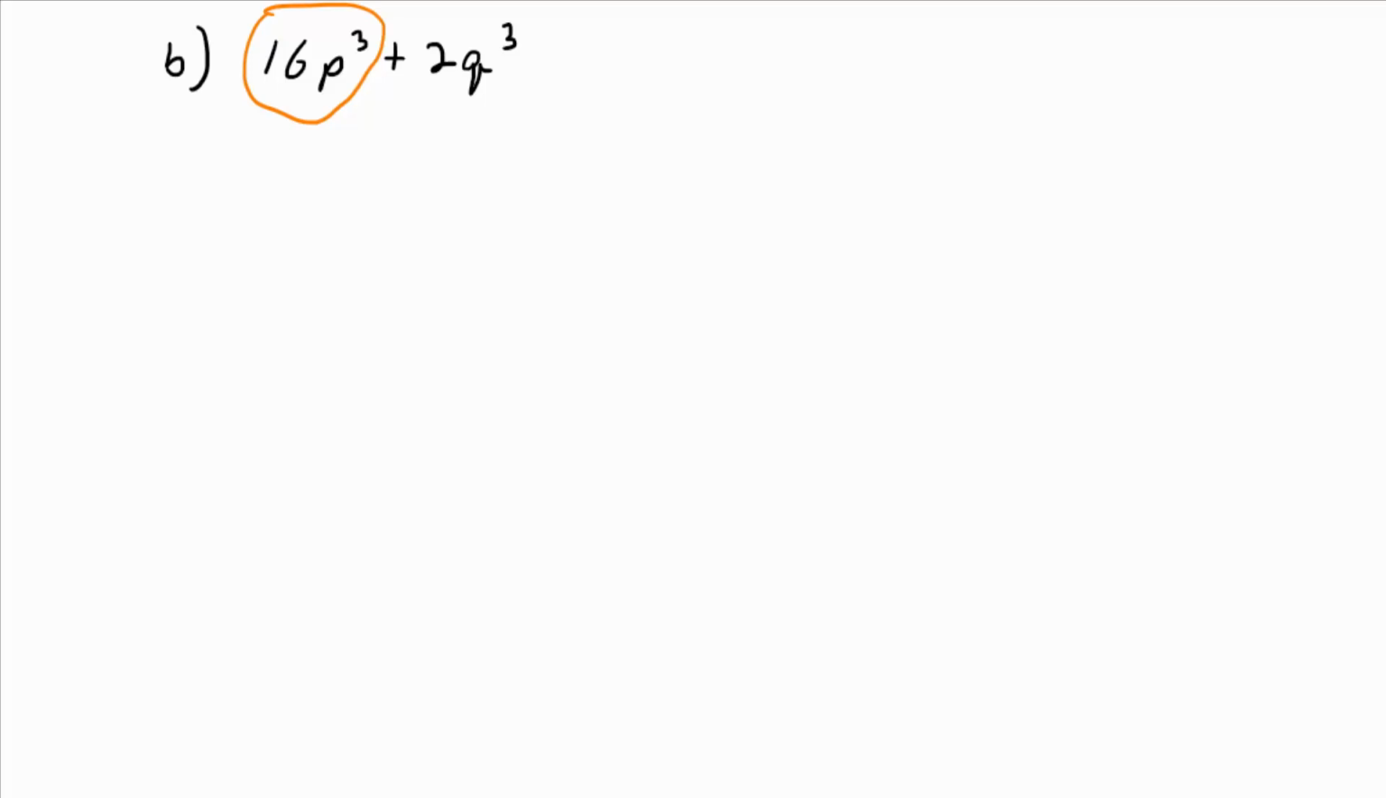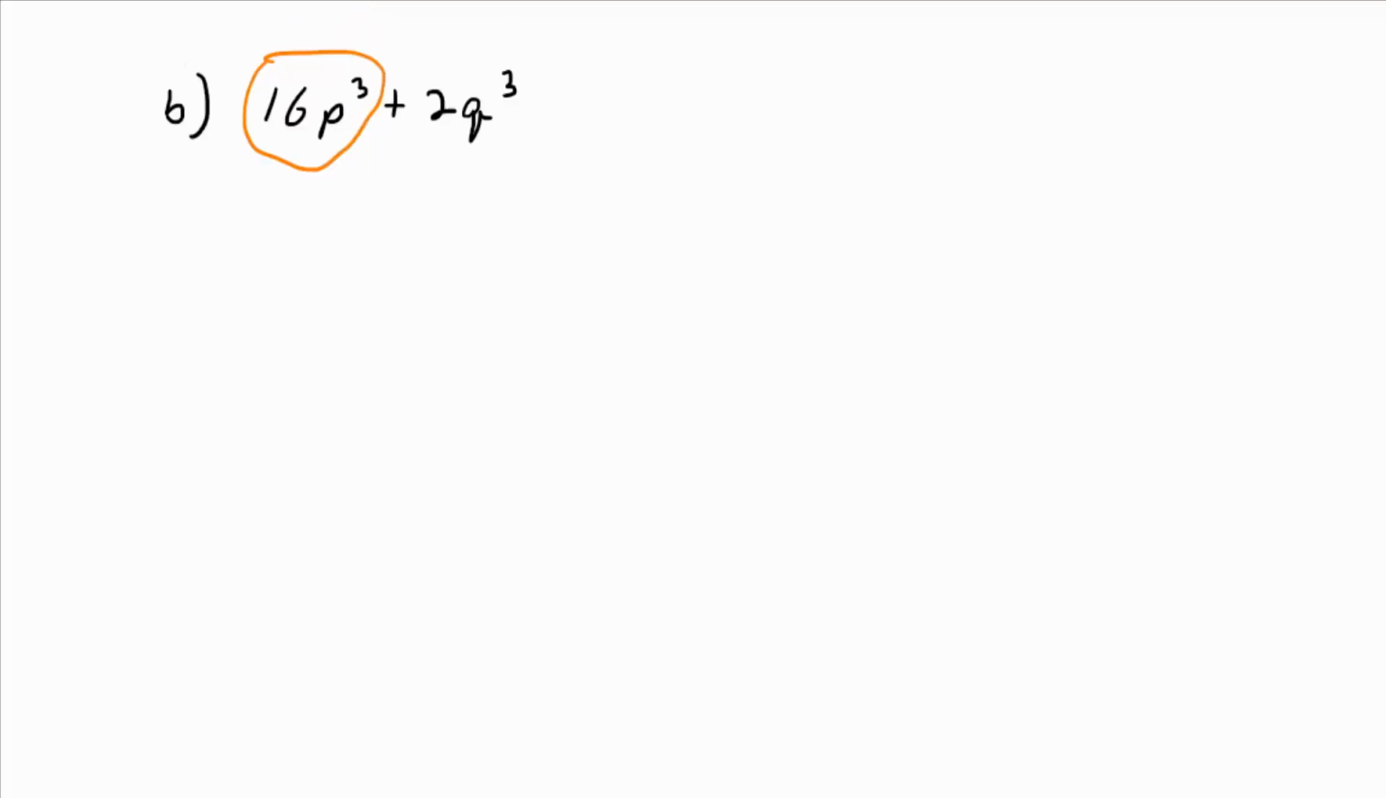But what do you notice about both terms? They have a common factor. Oh, yeah. So what's the common factor between 16p cubed and 2q cubed? 2. Let's factor that out. Remember that rule I said? Always factor out the GCF first, if there is one. Okay, so 2, and then what's left? 8p cubed plus q cubed.